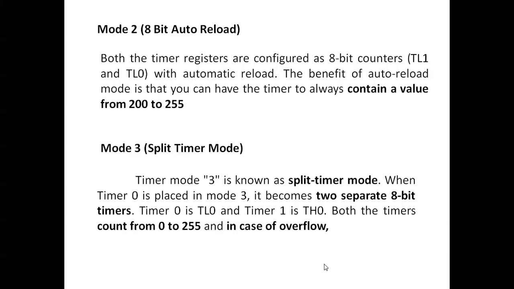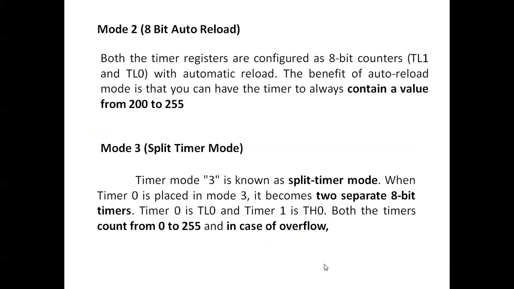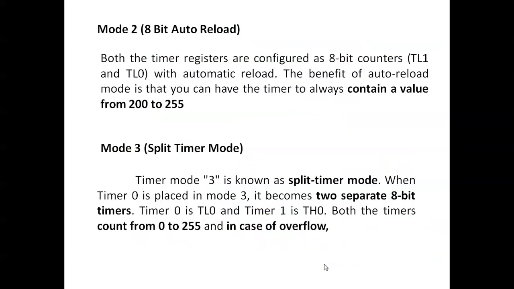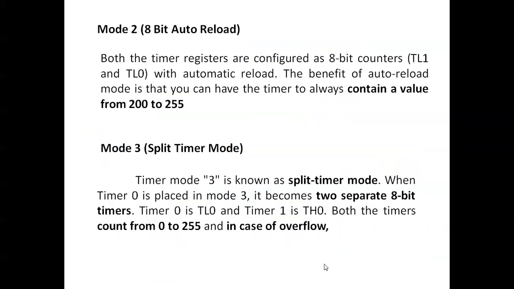And timer mode 2. Mode 0 is 00, mode 1 is 01, mode 2 is 10, mode 3 is 11. Mode 2 is 8-bit auto reload. Both timer registers are configured as 8-bit counters, TL1 and TL0, with automatic reload. The benefit of the auto reload mode is that the timer always contains a value from 200 to 255.